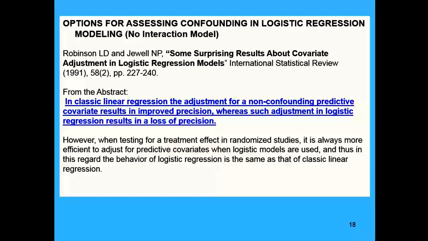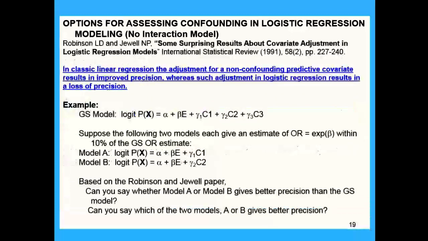So for linear regression, it says in classical linear regression, the adjustment for a non-confounding predictive covariate results in improved precision. If you had a variable like age and it was a strong predictor, typically what happens if you put it in, you gain something more than just controlling for confounding. Well, it turns out this paper that was written, called Some Surprising Results About Covariate Adjustment in Logistic Regression Models, they made this following statement.